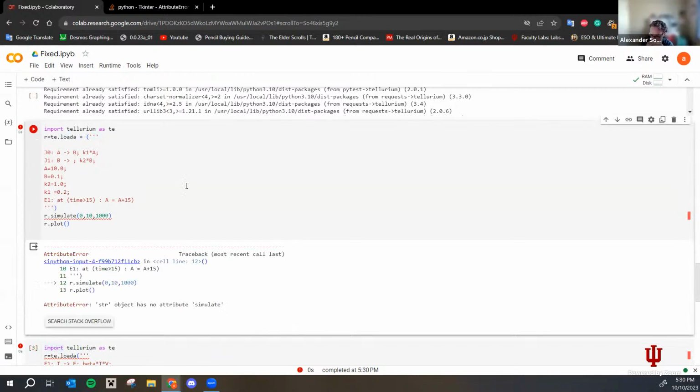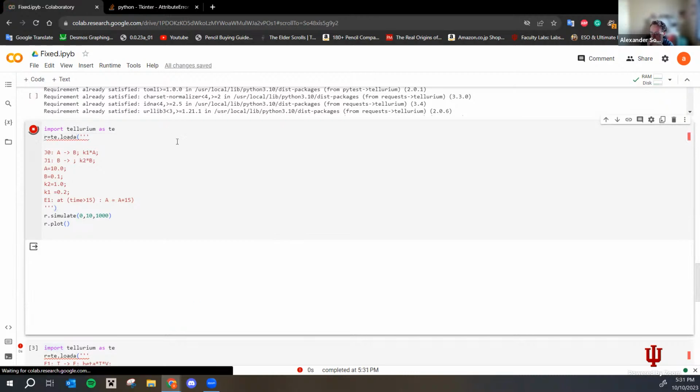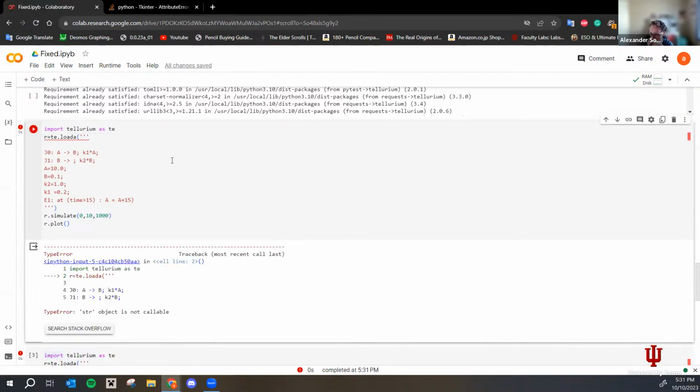Make it too literal. I thought there's two equal signs where it's dot load A. Is that not right? Is that right? Oh, that's a good point. So here, string object is not callable.